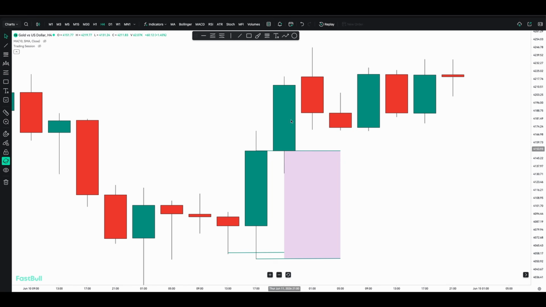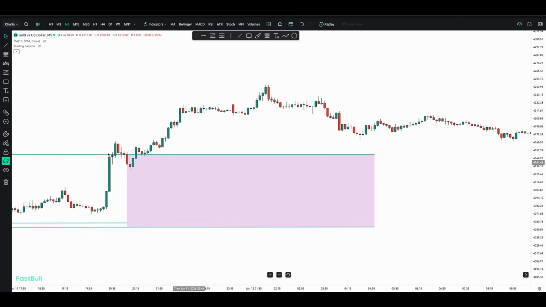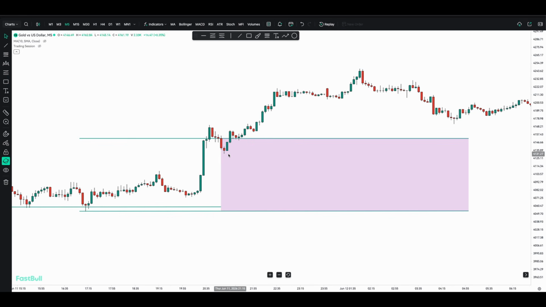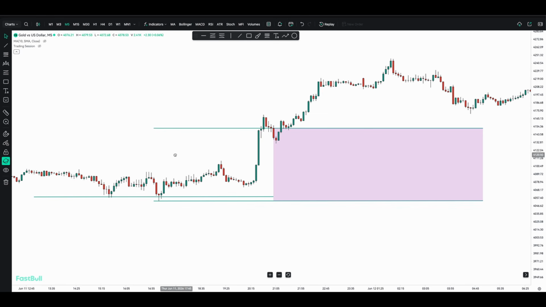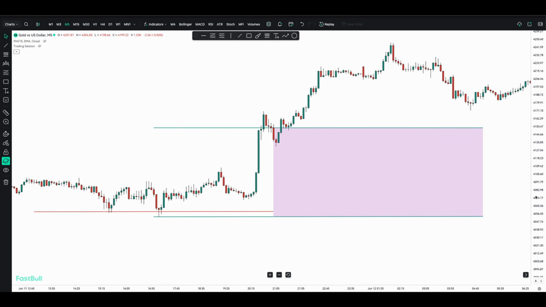Assume this one has not printed. You want to go on a lower time frame, which is going to be the 5-minute chart. We can see here on the 5-minute chart that this market actually does pull back inside of this tradable zone. And also you can see that there is this line here. Let me just mark it and make it red. That red line there is the low of the previous red candle.